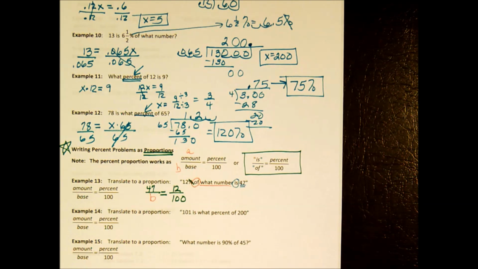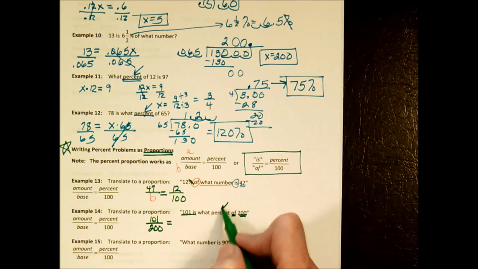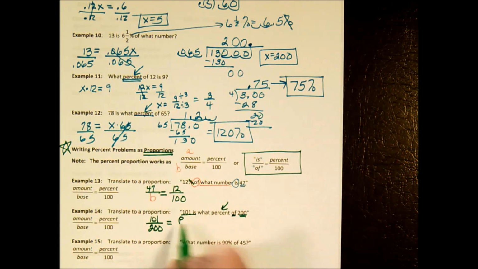Let's try another one. I think you'll get the hang of it, and then we'll solve a few. 101 is, so I know this is my is number, 101. What percent of, here's my of word, and 200 is my of number. So is over of equals, and what's missing is the percent. So we're going to use a P for percent, always over 100.